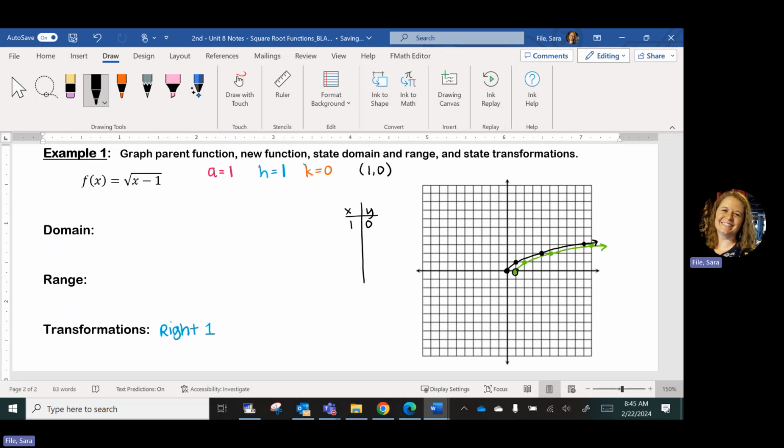Be like, okay, what if I plug in a 2? 2 minus 1 is 1, and the square root of 1 is 1. So then there's a point at 2, 1. You can see it there.